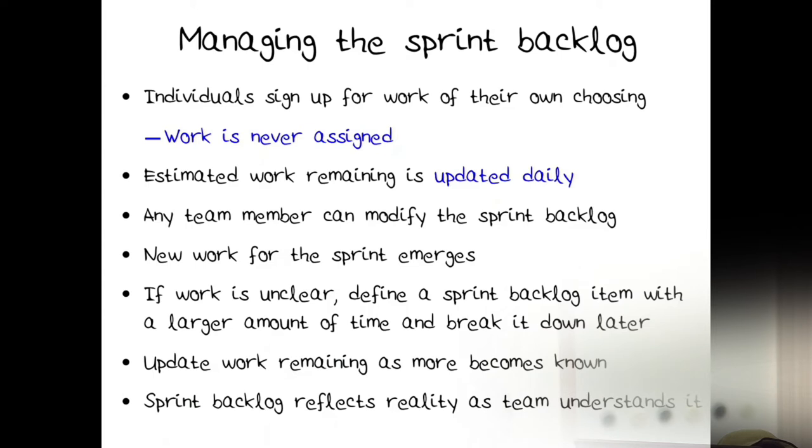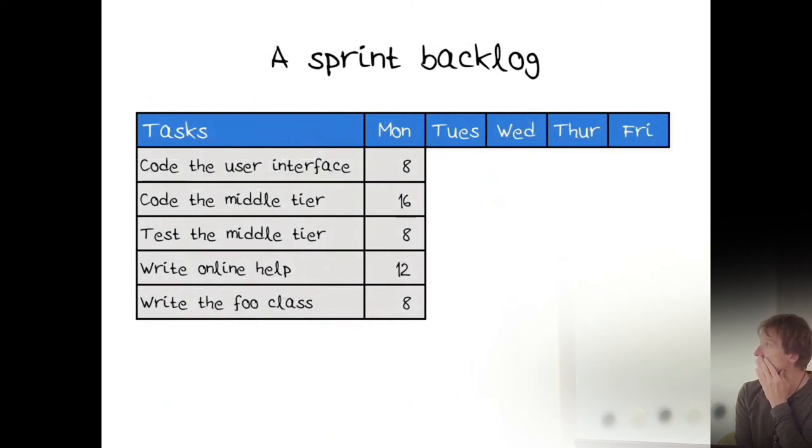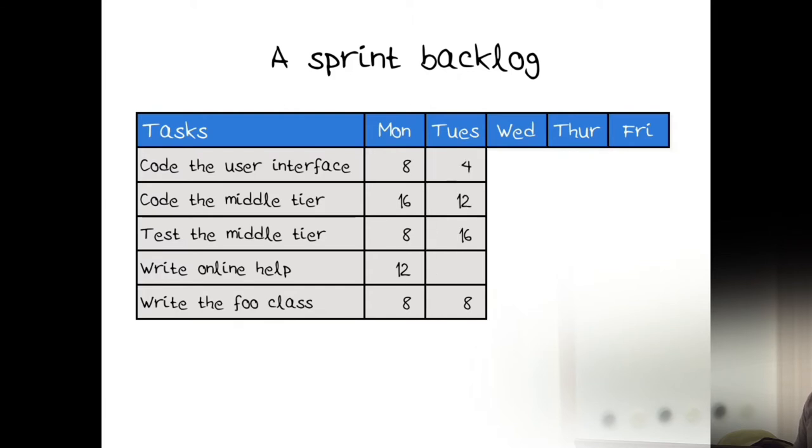So the sprint backlog reflects reality as the team understands it at any point in time. So here we have an example of a simple sprint backlog. These are the initial hour estimates, these 5 tasks. After 1 day, the estimated hours has gone down for 2 of the tasks. It has gone up for 1. We thought it was going to take 8 hours.